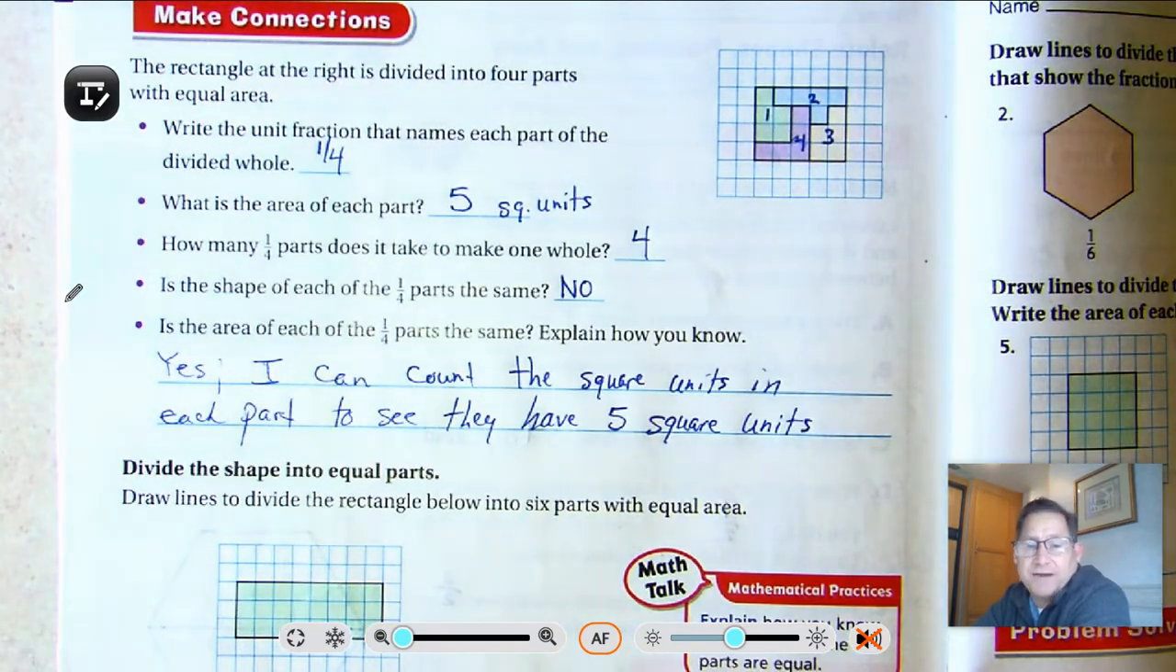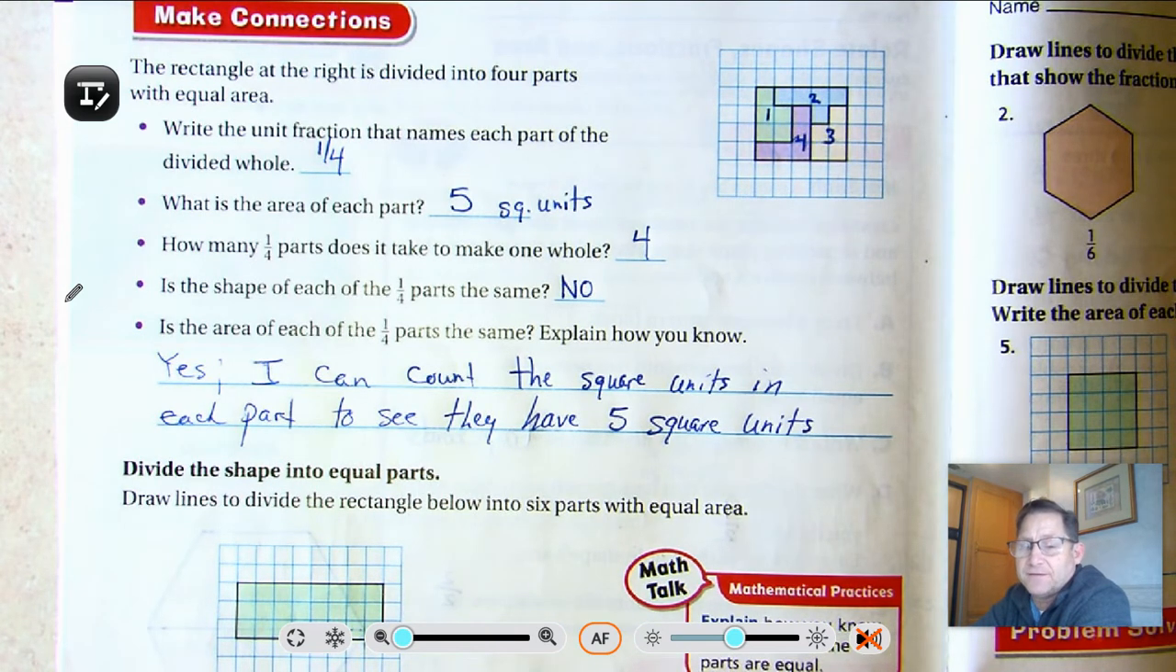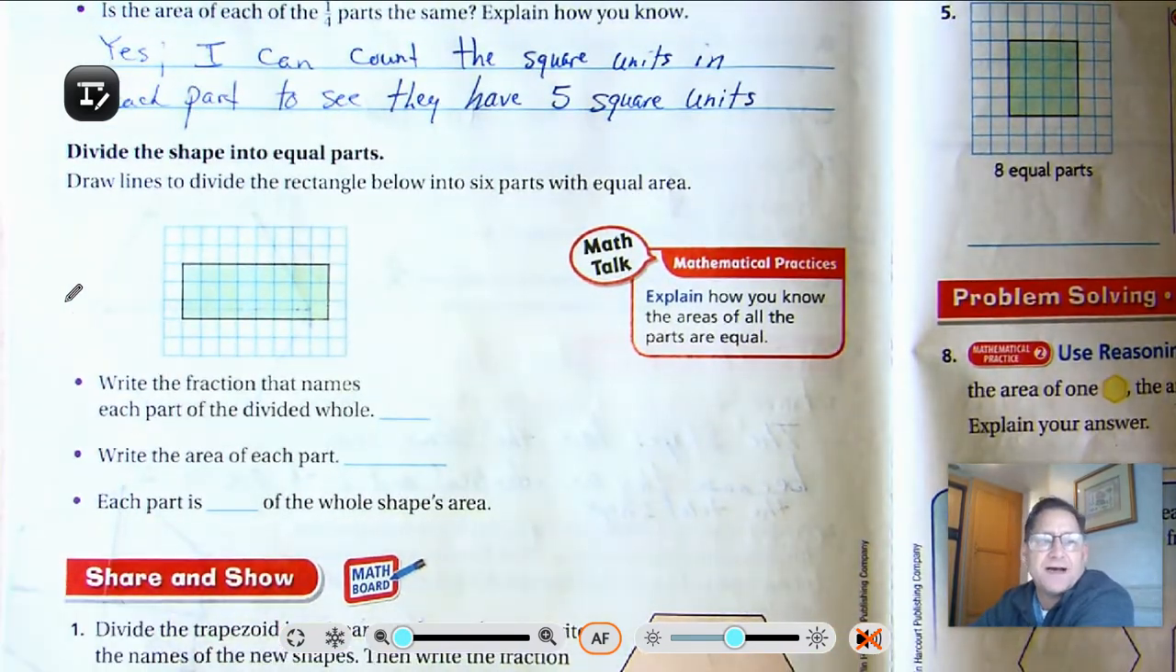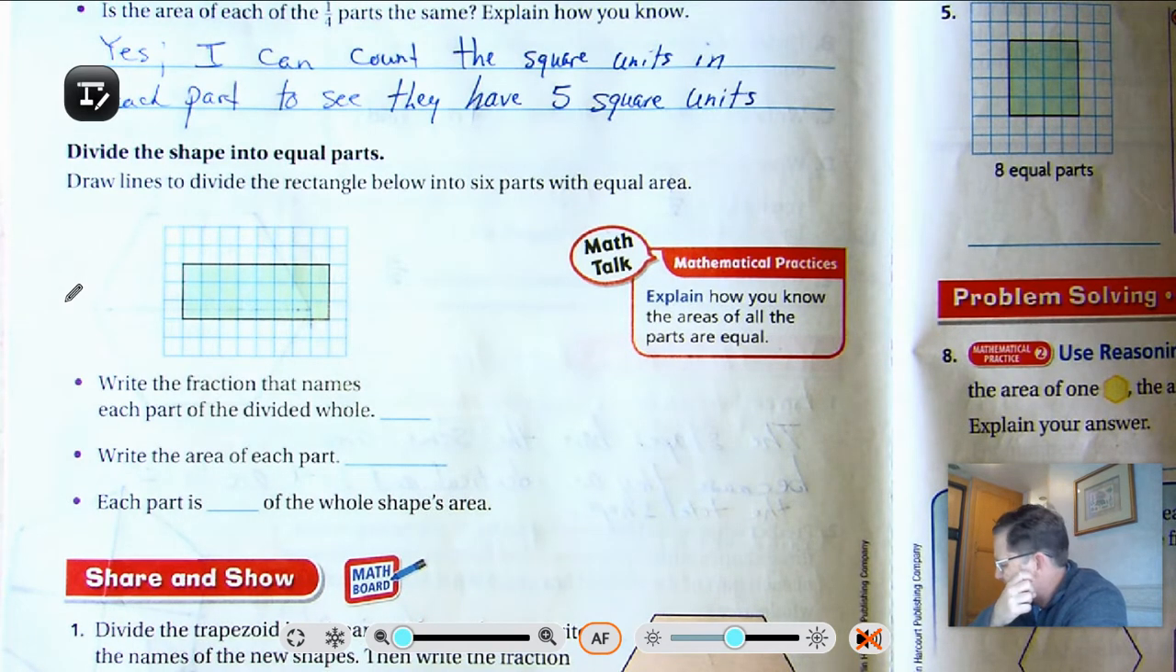So they do have the same area, because when I count them, each part has 5 square units. All right, how about this one? Draw a line to divide the rectangle below into 6 parts with equal area. Well, how do we know that?